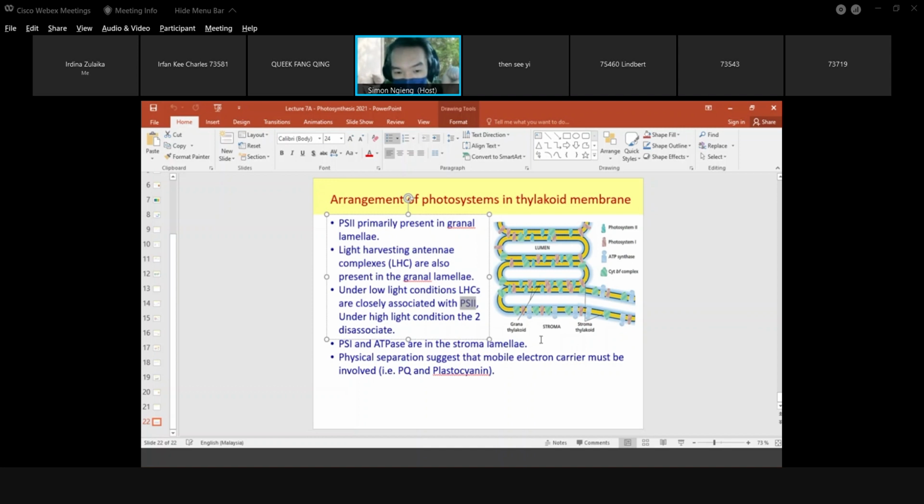So you have to imagine this part. They are very much fluid. They can be anywhere, depending on the condition. If light is low, they are very closely aligned. If light is high, they are much further apart.